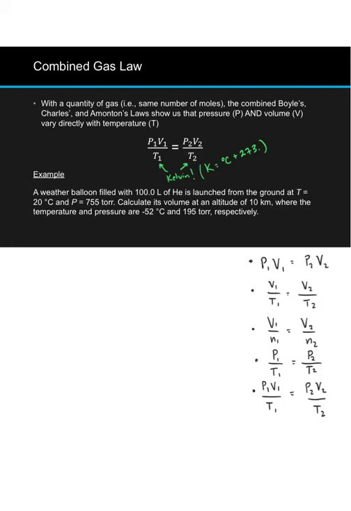In this example, we're going to write down, just like we did in the previous ones, a list of all the information that we're given and the quantity that we're trying to find. We're told that initially the pressure is 755 torr. That's P1.